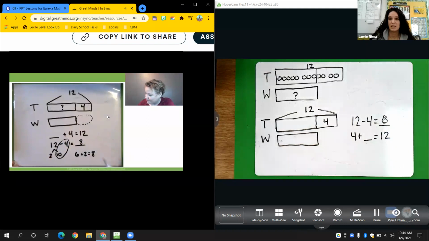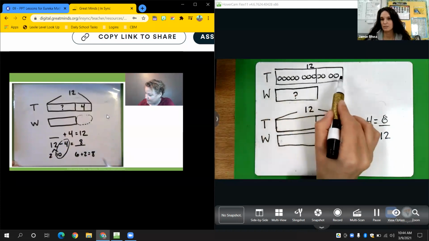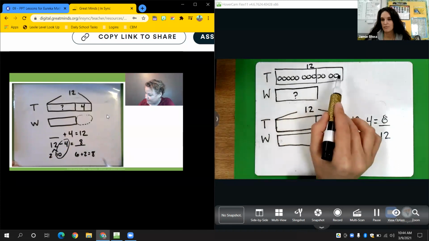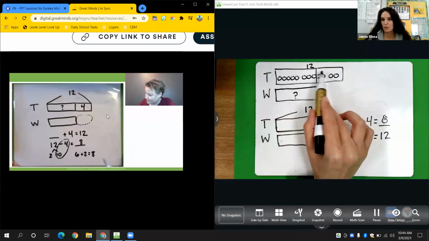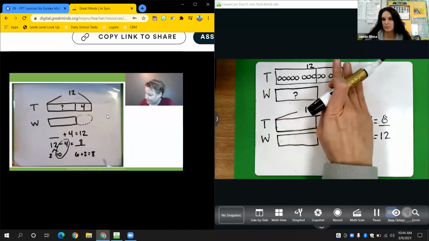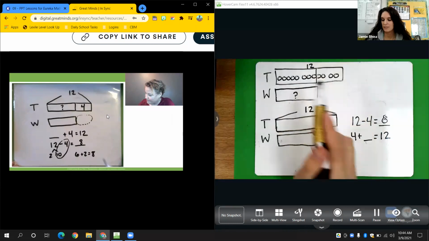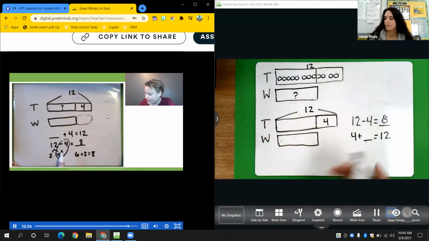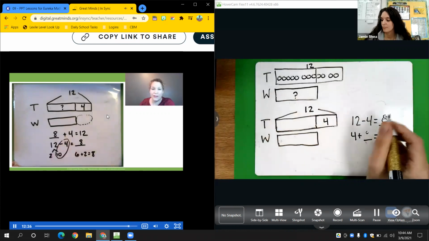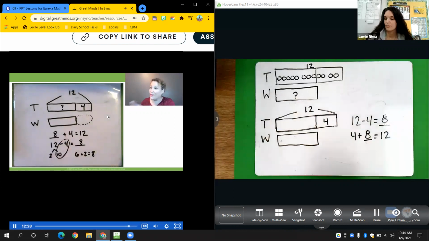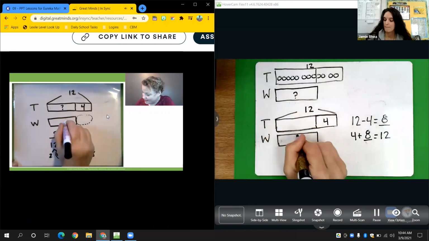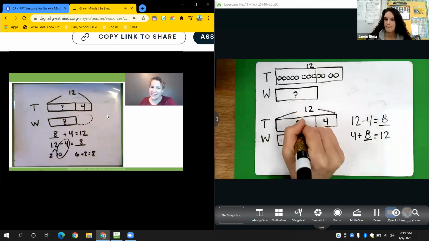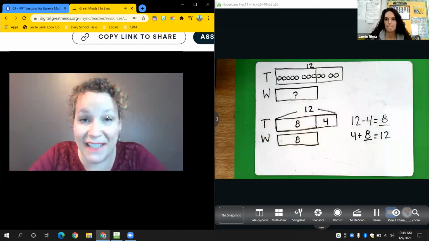Now I'm going to pause, because in my brain, I drew it out. Here's my 12. I took that 4 right there away, and I counted how many I had left. I had 5, 6, 7, 8. Which also, 8 plus 4 is 12. So I know that Willie found 8 ladybugs. You all have done fantastic.